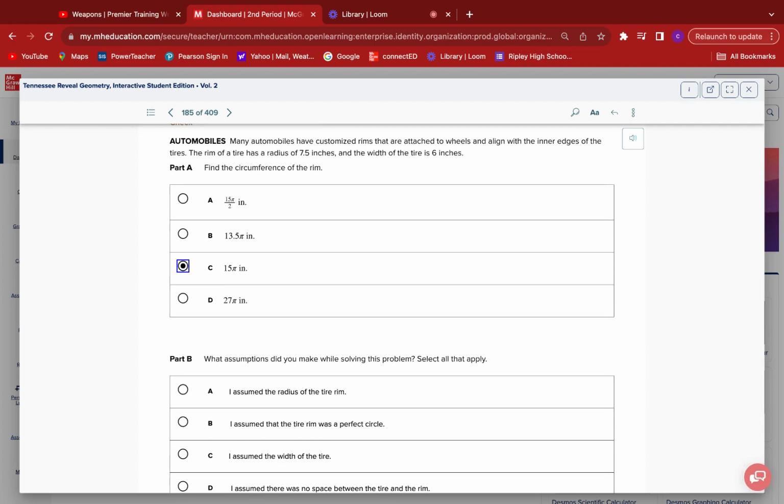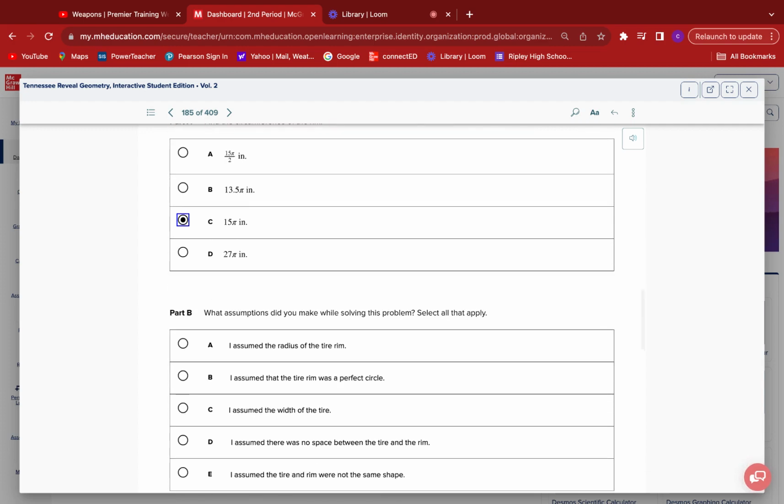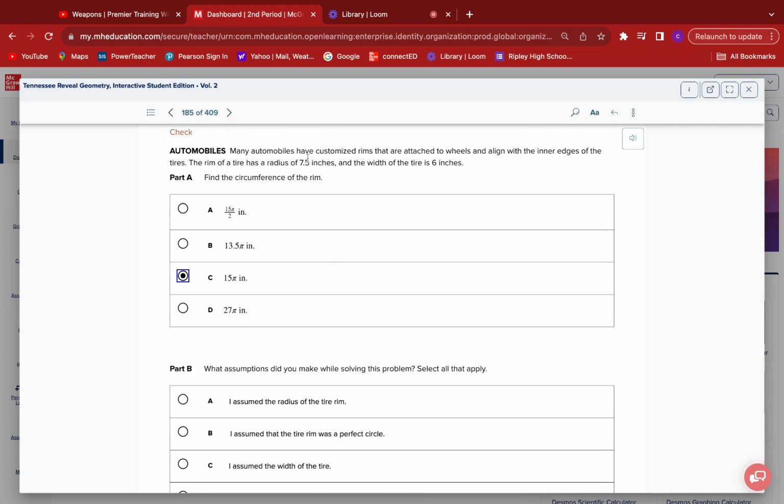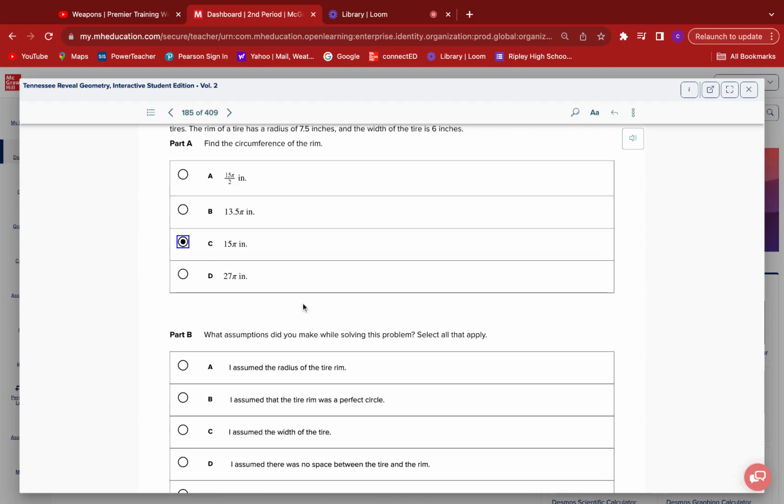All right, what assumptions did you make while solving this problem? Select all that apply. Well, let's see. A, I assume the radius of the tire. I didn't assume anything. They told me it was 7.5. So A is out. B, I assume that the tire rim is a perfect circle. Well, gosh, let's hope. Because if not, my car's going to be wobbling all down the road.